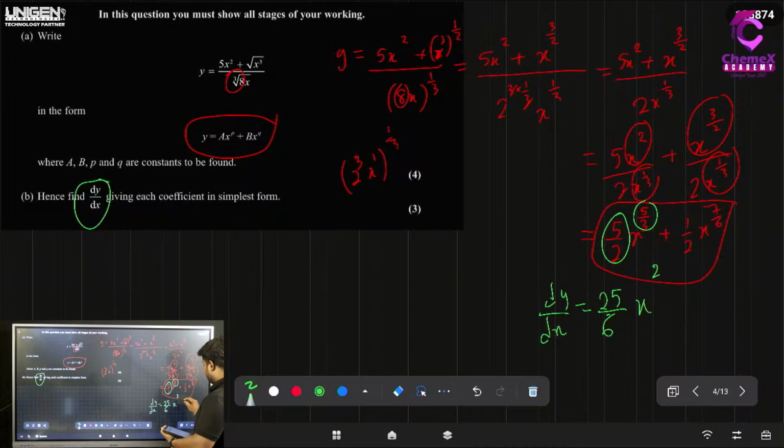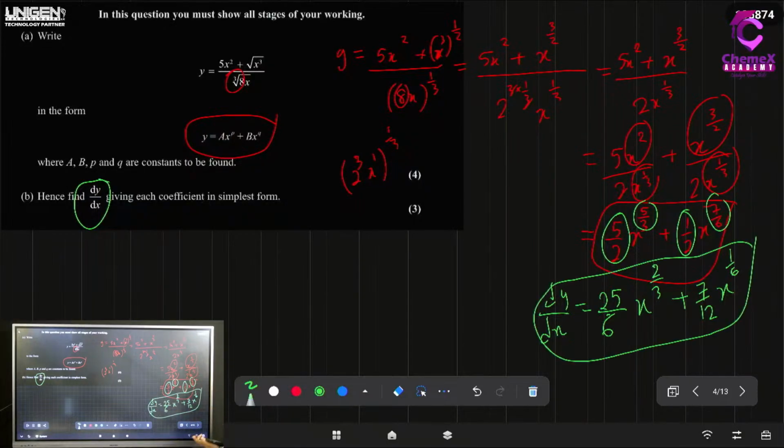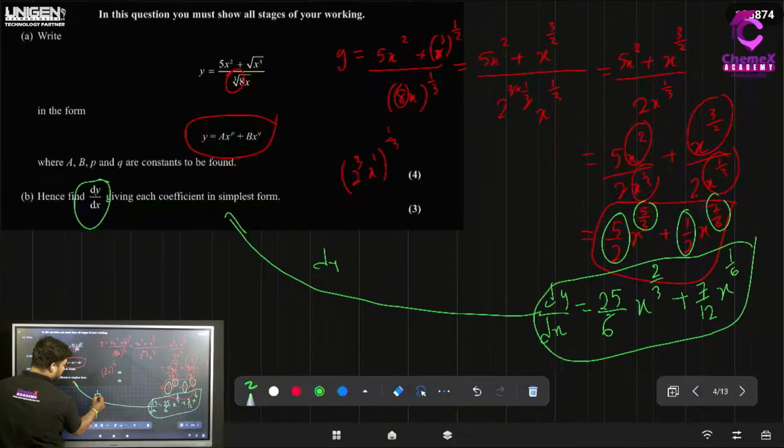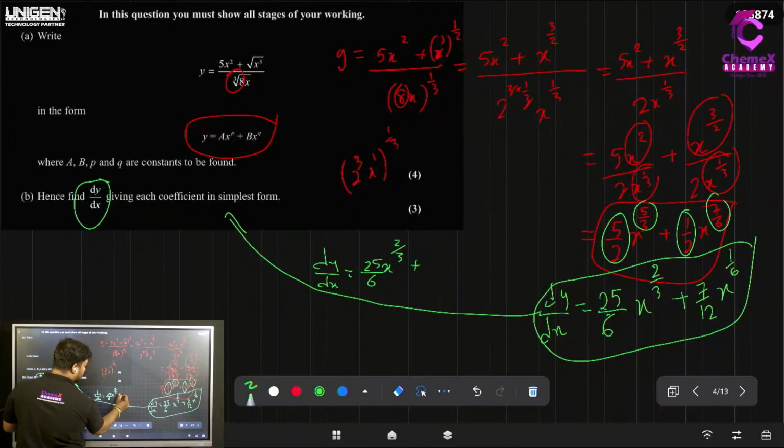Then this is 7 into half, so that's going to be 7 over 12 x to the power 7 over 6 minus half minus 1, which is 1 over 6. So this is the differential answer for the B part. So dy over dx is equal to 25 over 6 x to the 2 over 3 plus 7 over 12 x to the 1 over 6.